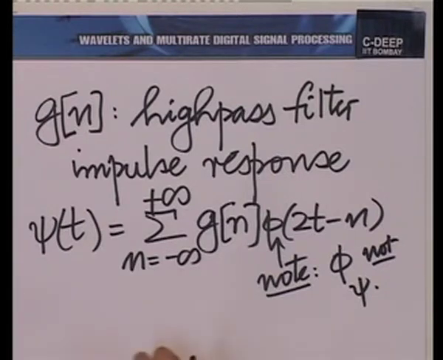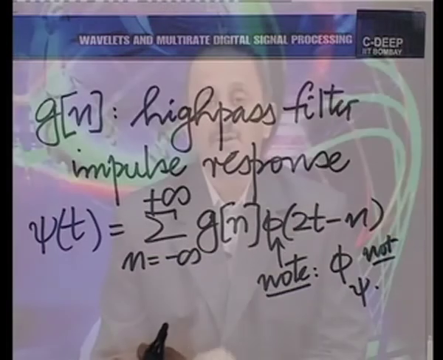So, this is not surprising. What we said was that after all phi(t) belongs to V1, psi(t) also belongs to V1. So, therefore, both phi(t) and psi(t) should be expressible in the basis of V1, and that is what we have essentially written down. What is noteworthy is that the coefficients of the impulse response of the low pass filter and high pass filter act as the coefficients in the expansion in terms of the basis.